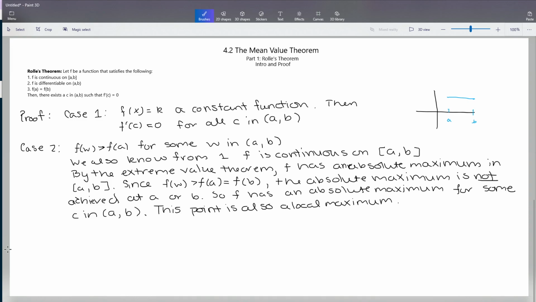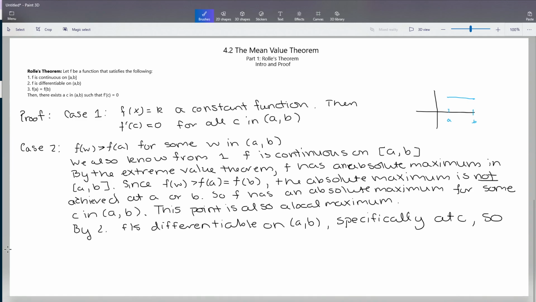We also know that by 2, our second hypothesis, f is differentiable on the whole open interval, specifically at C. So we know for sure that f prime of C exists.